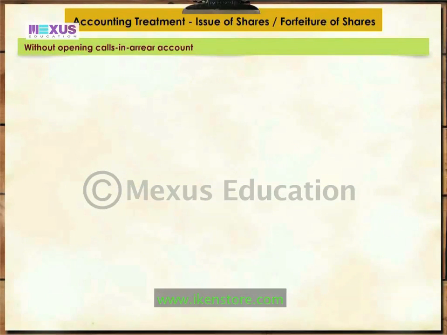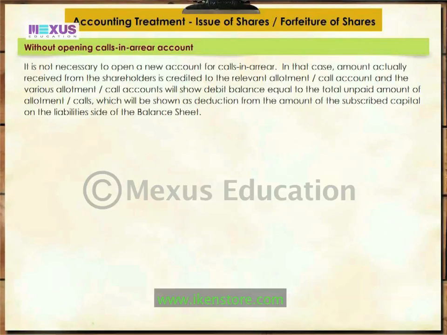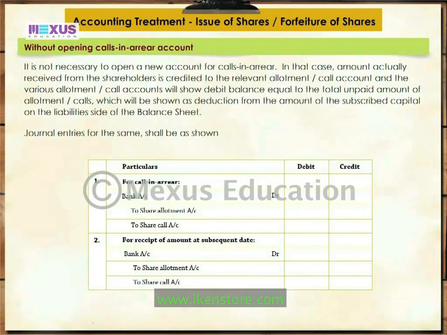2. Without opening calls in arrear account, it is not necessary to open a new account for calls in arrear. In that case, the amount actually received from the shareholders is credited to the relevant allotment or call account, and the various allotment or call accounts will show debit balance equal to the total unpaid amount of allotment or calls, which will be shown as deduction from the amount of subscribed capital on the liability side of the balance sheet. The journal entries for the same shall be as shown.